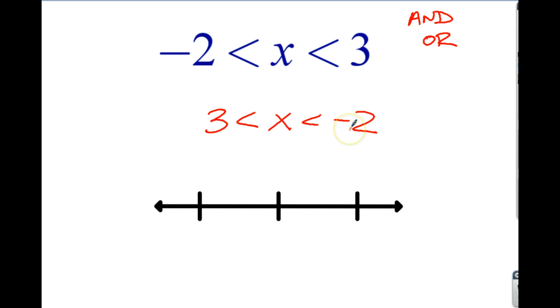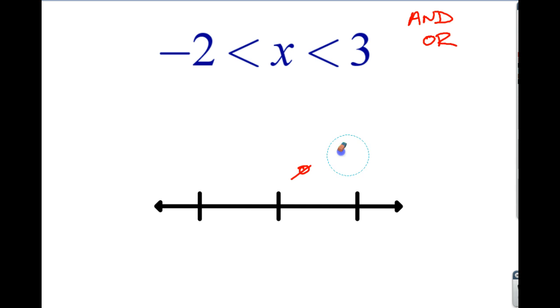There is nothing that, or I'm sorry, and lower than negative 2. You can't have a number that's bigger than 3 and lower than negative 2. This is impossible, right? Impossible. You could say no solution. All right, be careful how you do that.